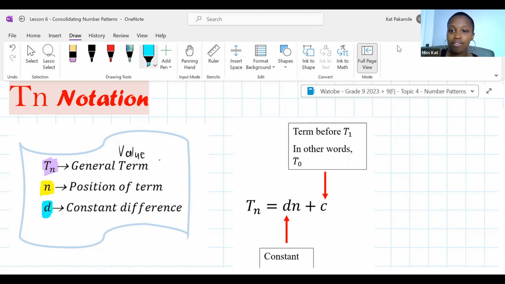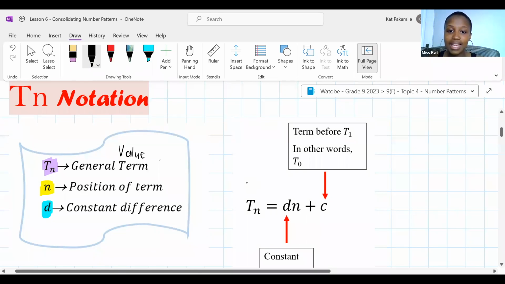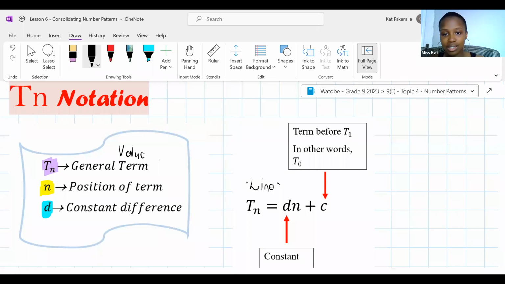And drawing from that, I'm going to go on to the right over here, and we're going to talk about the general formula for linear number patterns. So this has to be linear. Otherwise, this does not work. Okay, has to be linear.